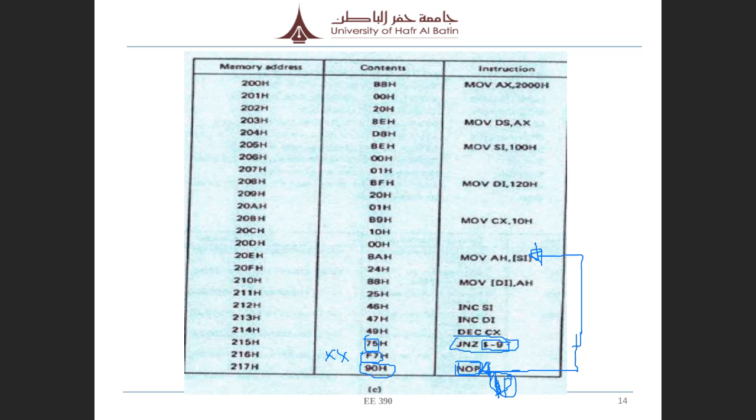That means it's going back. The instruction pointer is going back, not forward. The jump is a backward jump. So how many memory locations does it need to go back?